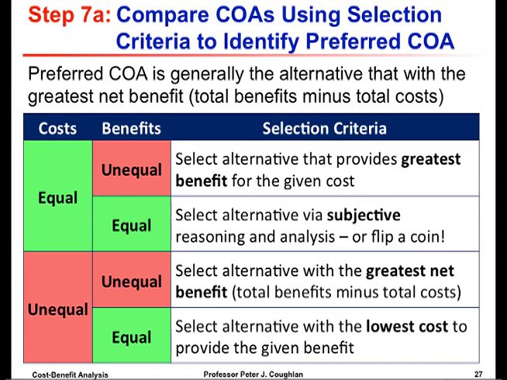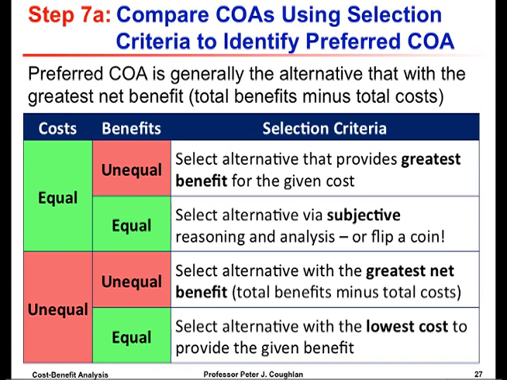Now, moving one step up, unequal costs and unequal benefits, right? This is the real fun, complicated. This is real nitty-gritty cost-benefit analysis, right? Now we have unequal costs, unequal benefits. You can't select the lowest cost alternative. You can't select the highest benefit alternative. Instead, you've got to select the alternative with the greatest net benefit, right? Total benefits minus total costs.